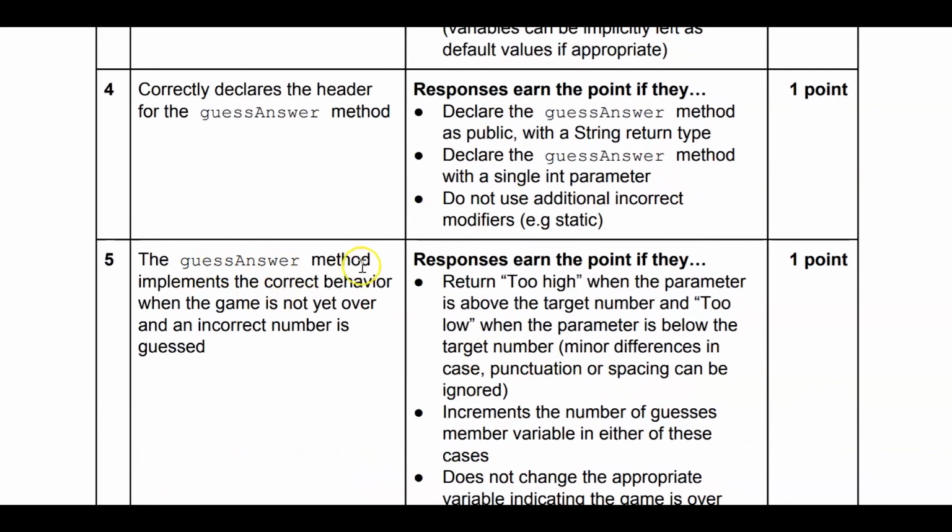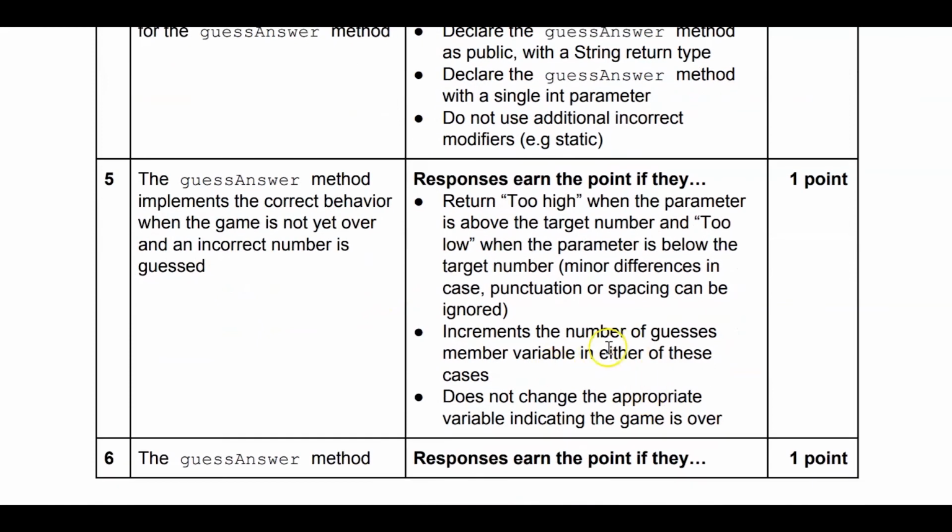Next up, the guess answer method implements the correct behavior when the game is not yet over and an incorrect number is guessed. So this is the first half of the guess answer method, which is, do you correctly tell the person, return too high or too low, when their guess is either above or below the target number? Did you also increment the number of guesses in your instance variable? And make sure you don't change the variable that indicates whether the game is over if they didn't get it correct.